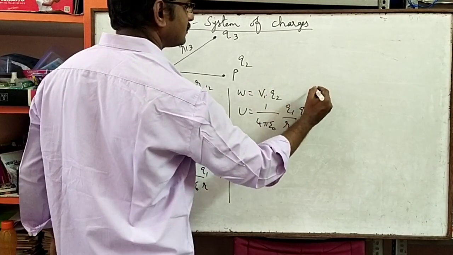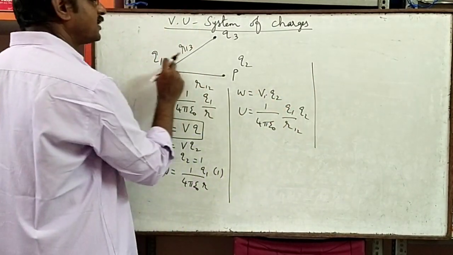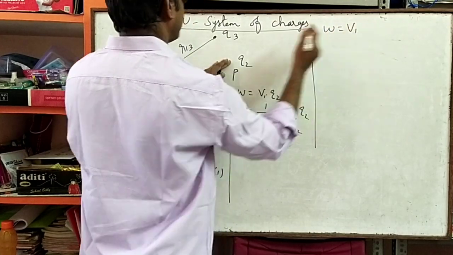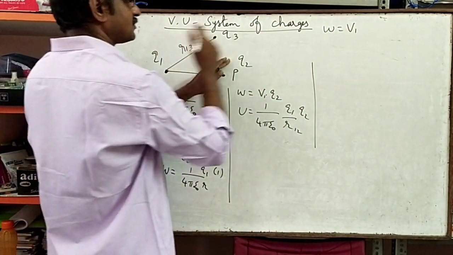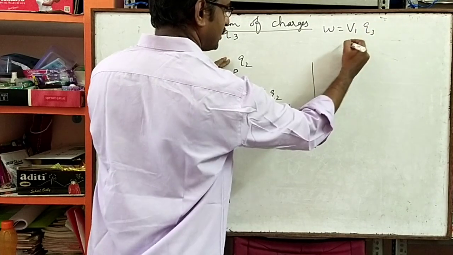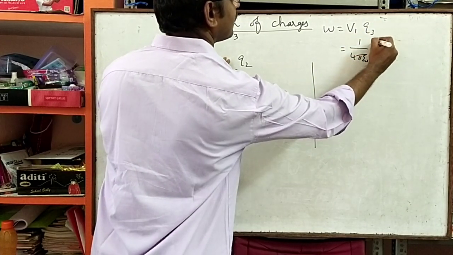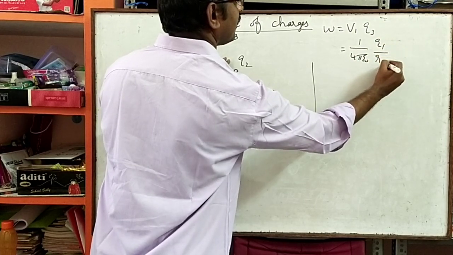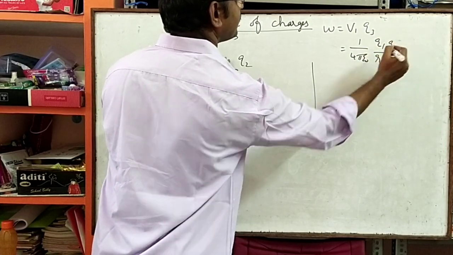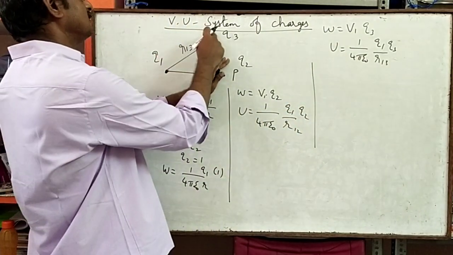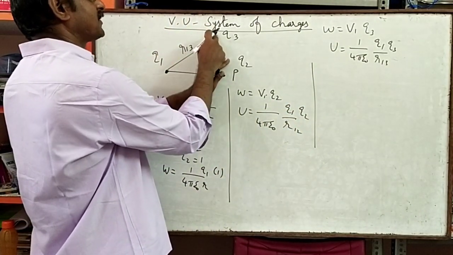For this, work done W is equal to potential due to first charge, and the charge moved is Q3. That is equal to 1 divided by 4 pi epsilon naught Q1 divided by R13 times Q3. This is the electrostatic potential energy of the two charges system.